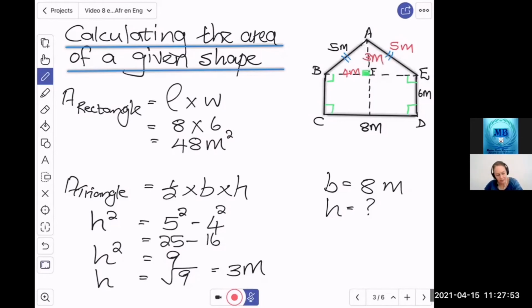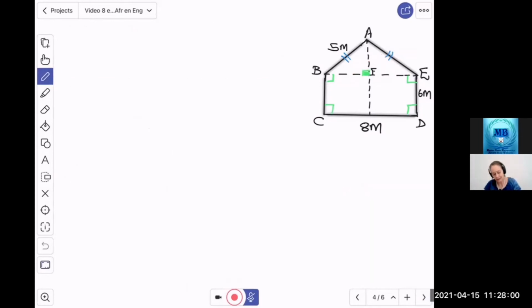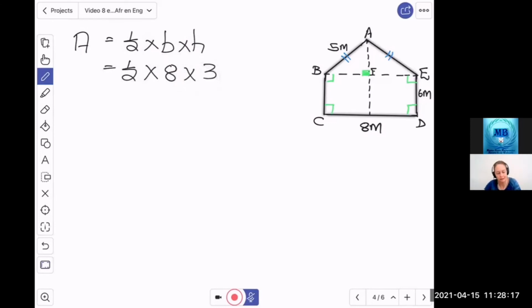Now we can substitute into the original formula for the triangle and calculate the area. The area of the triangle is half times base times height. We have the base of 8 meters and the height that we calculated, which is 3 meters. So half times 3 times 8 is 24, and that means we have an area of 12 square meters.